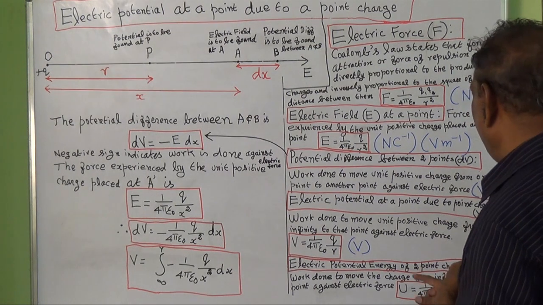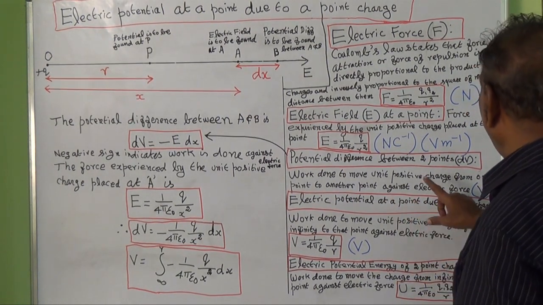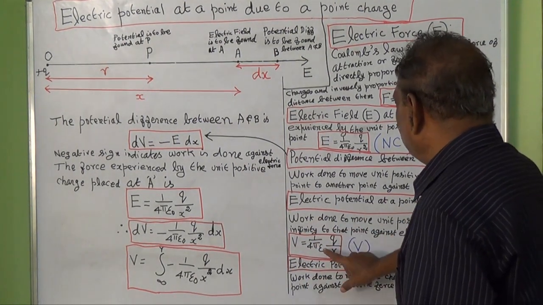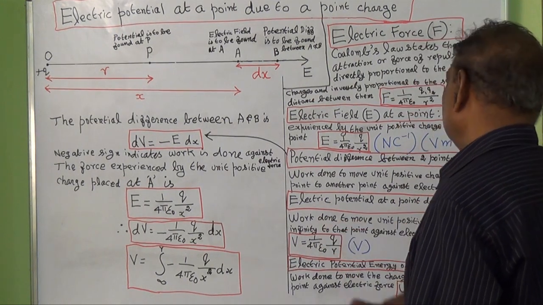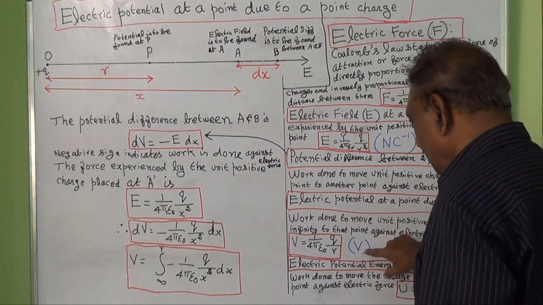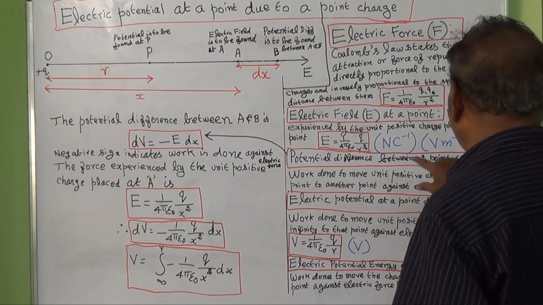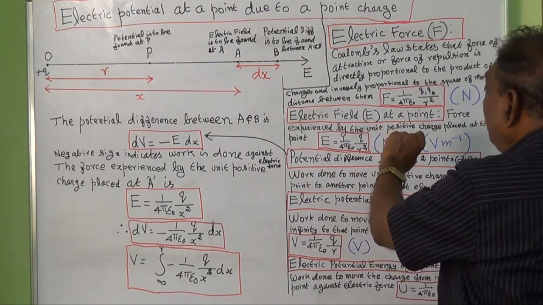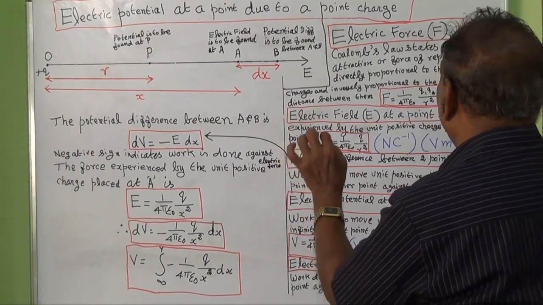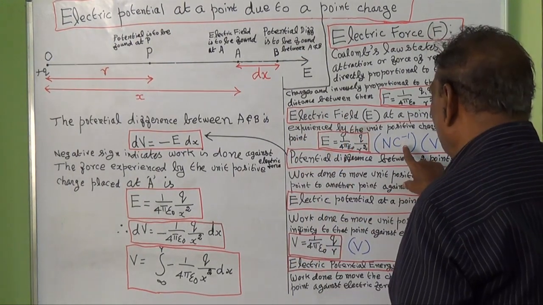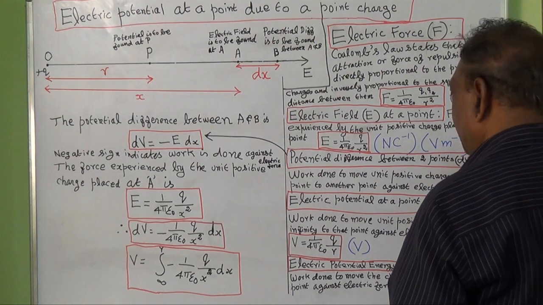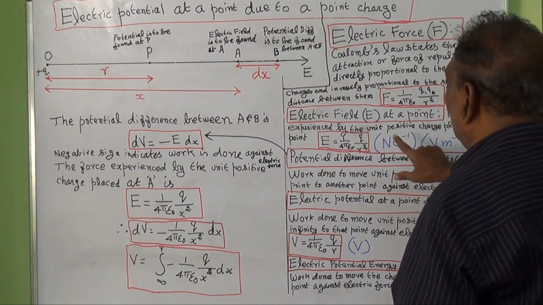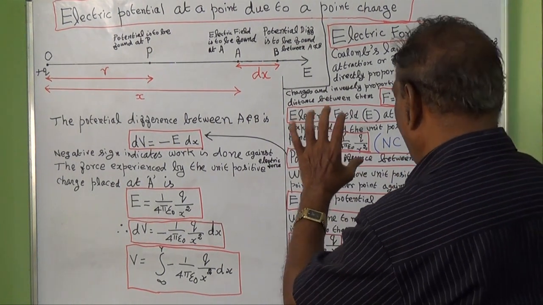The formula for the electric potential at a point due to a point charge is capital V equal to 1 by 4 pi epsilon naught Q by R. The unit of the electric potential is volt. The unit of the electric potential difference is also volt. What is the unit of the electric field, capital E, at a point? The unit of the electric field, capital E, is Newton per coulomb or volt per meter. These are the units of the electric field, capital E.